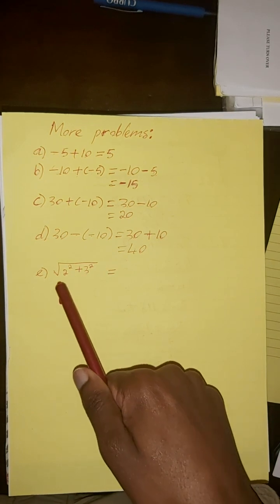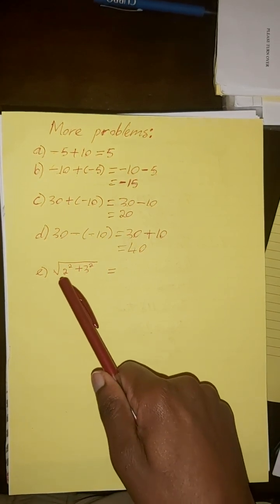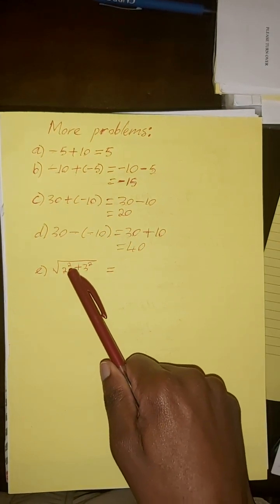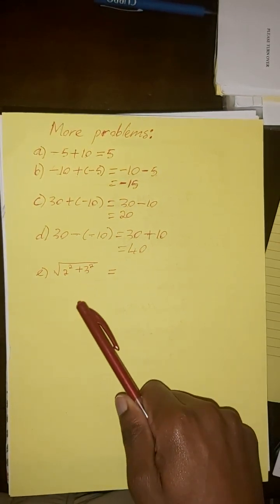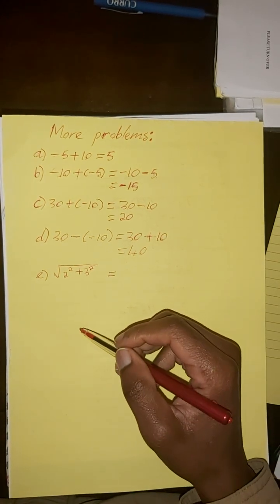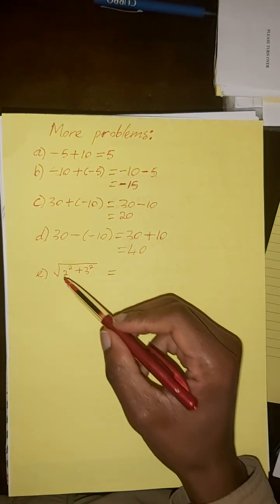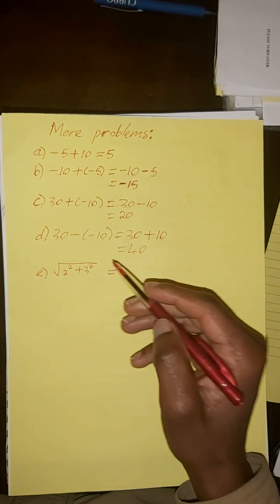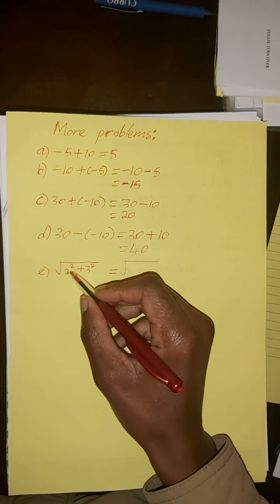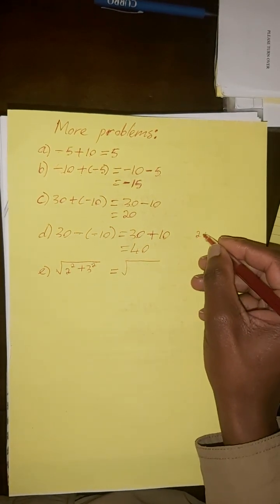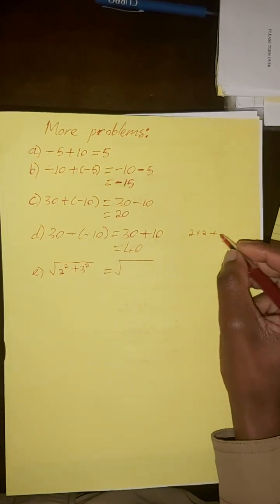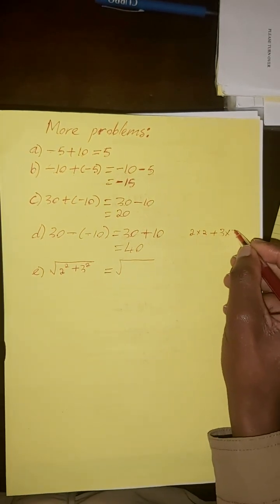Okay, what happens, guys, if I'm given the square root of 2 to the power of 2 plus 3 to the power of 2? Well, this is how I would approach this problem. The first thing I would do is solve what is inside the square root first. I need to know what 2 to the power of 2 is. 2 to the power of 2, guys, is like saying 2 multiplied by 2. Then you have plus 3 to the power of 2, which is like saying 3 times 3.